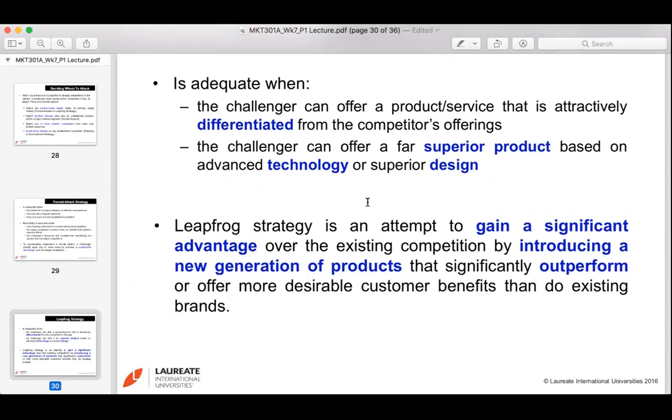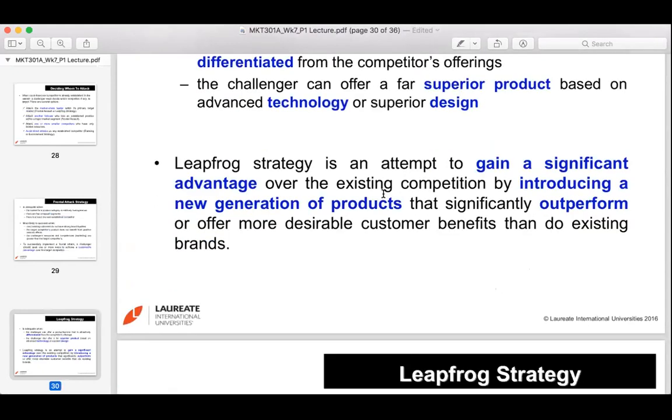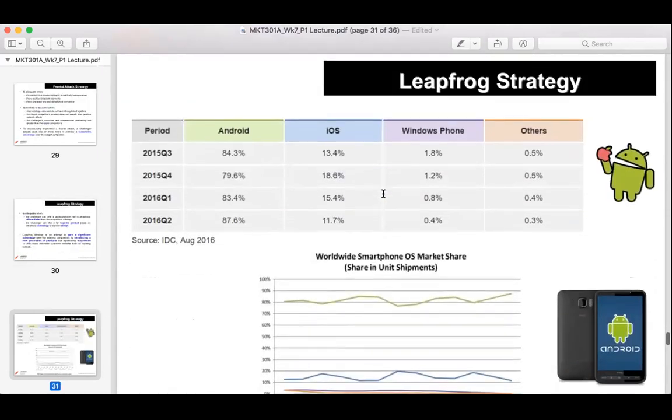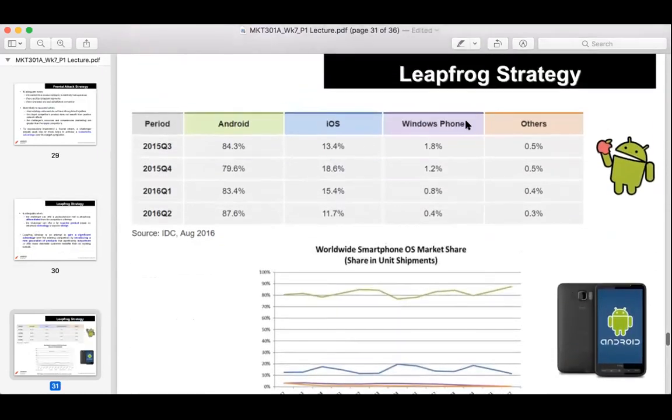You can consider the mobile phone category, for instance. 20 years ago, who was the market leader and who is the market leader in the mobile phone category? That's an example in terms of leapfrog strategy. Before, we had Android, iOS, Windows Phone. We had a Symbian system adopted by certain brands, and we know that Android and iOS now dominate the industry.